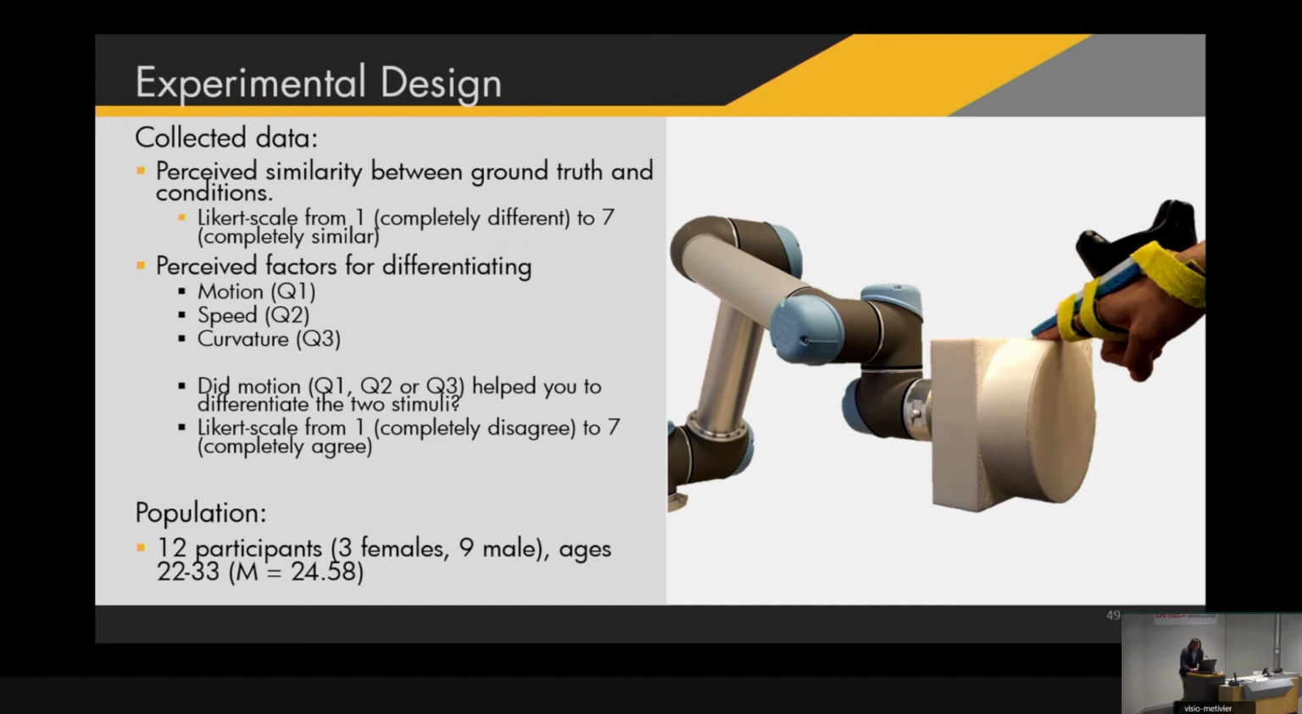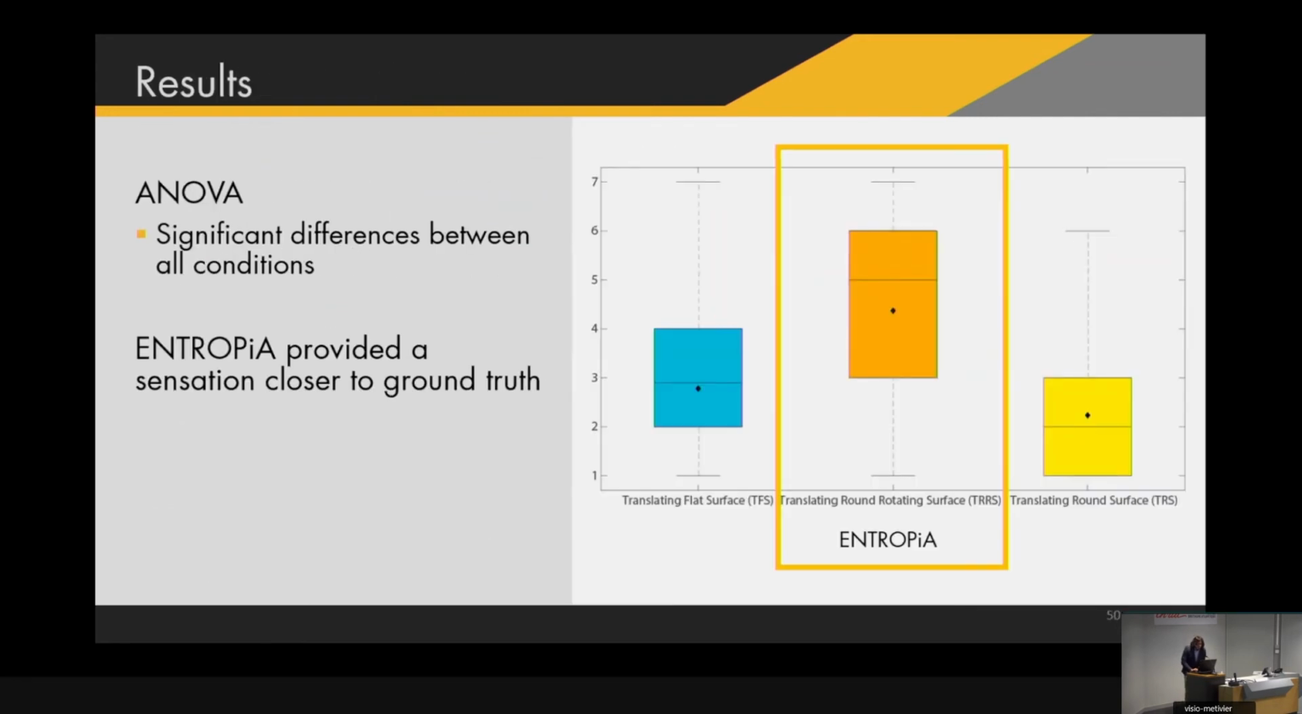And at the end of the experiment, we asked participants to evaluate three important factors for differentiating the different stimuli, such as motion, speed, and curvature, under a 7-point Likert scale. And we considered a population of 12 participants. So results suggest that Entropia provided the closest sensation to touching the ground truth. And we also ran analysis of variance and we found significant differences between all conditions, as we can see over here. And the translating rotating surface basically represents Entropia.